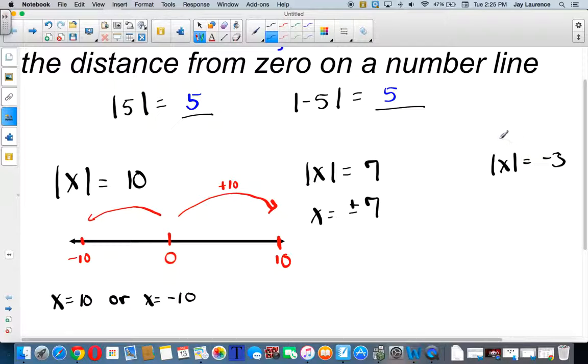Okay, how about this one? I'm not going to answer this right now. You think about this one. The absolute value of x equals -3. So what numbers are -3 spaces away from 0 on a number line? That's what this question is asking. See if you can tell me tomorrow. Try not to look it up. Think about it. See if you can come up with the right answer.